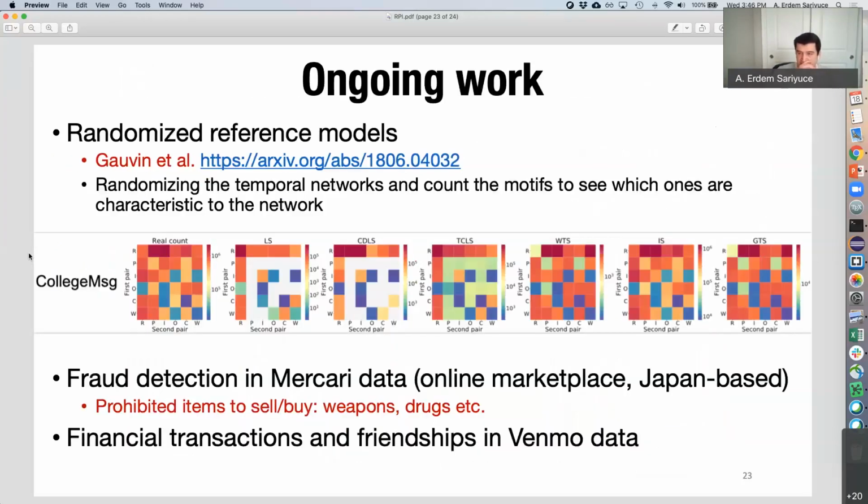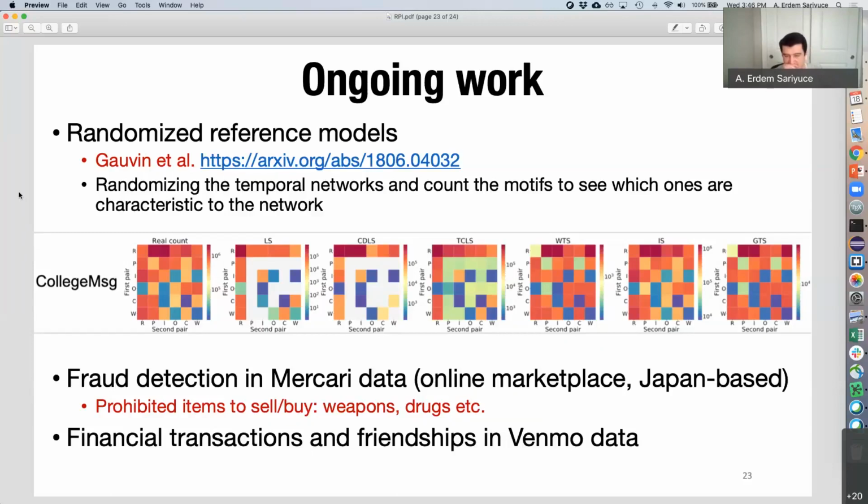So before finishing up, I want to briefly tell you about the ongoing work. The question was great, asking about what the statistical significance is, and this is a very important question. There was a recent arXiv survey paper, I think it's not recent, but this survey paper basically considers all the proposed randomized reference models for temporal networks, counterparts for the configuration model or the ER model that you observe for the static ones. And Penkang, one of my PhD students, is working on that right now.